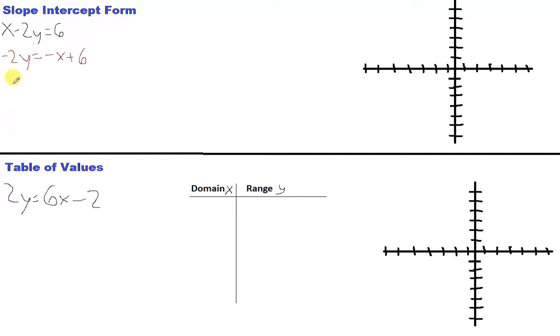Okay, and then we'll divide by negative 2, leaving us with y equals, okay, negative x divided by negative 2 is going to leave you with a positive 1/2 times x minus 3. Okay, so now we've arrived at what we want to get, y equals mx plus b form. The negative 3 there is the b, which is the y-intercept. So here on the y-axis, over here on the graph, you can plot a point right here at negative 3.